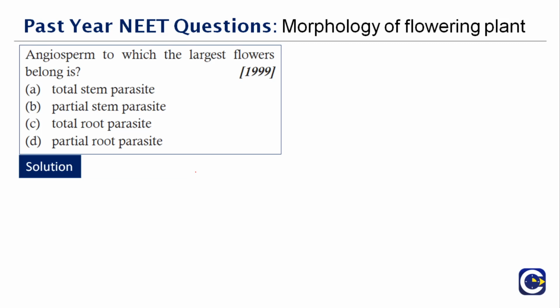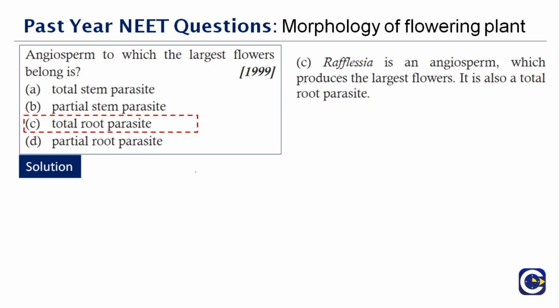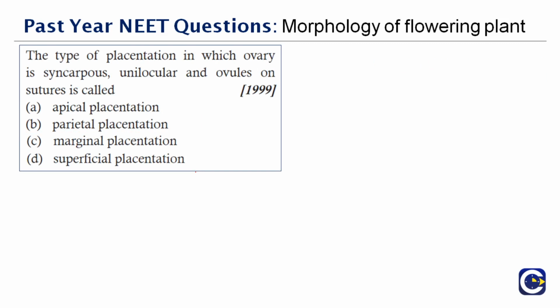So I've given you enough introduction about angiosperms. Now, the angiosperm which has the largest flower is the total root parasite Rafflesia, which produces the largest flower. Therefore the right answer is option C. Okay, next question here.